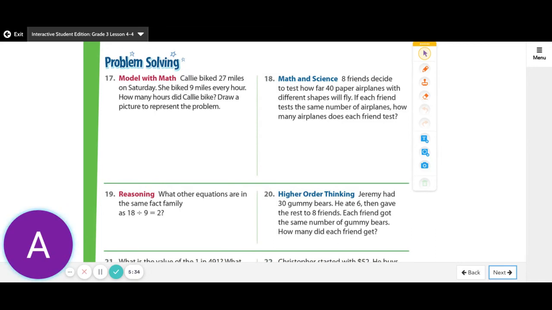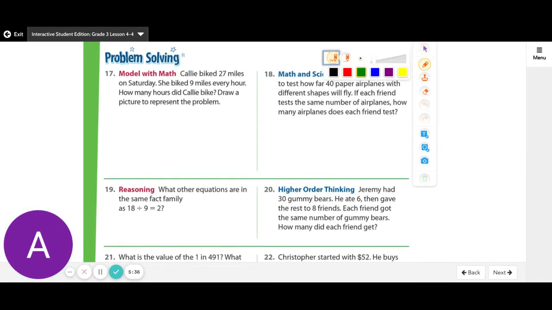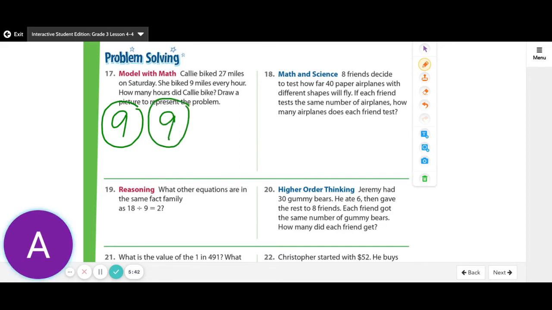So we could think about 9 miles for 1 hour, 9 miles another hour. 9 times 2 is 18. 9 miles another hour, and I can check my work. I can think 9 times 3 does equal 27, so I know she biked 3 hours. So we'd have hours as our label.